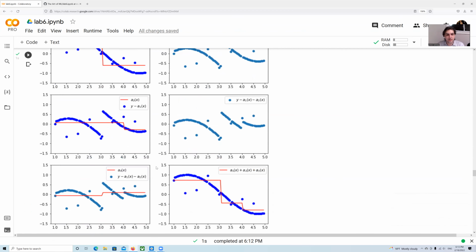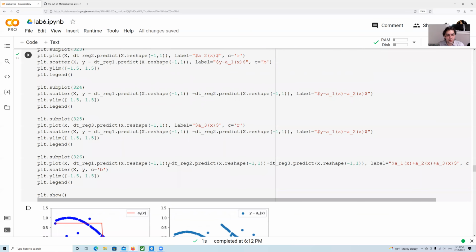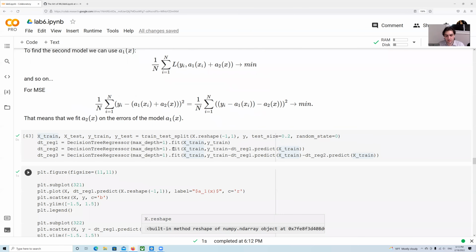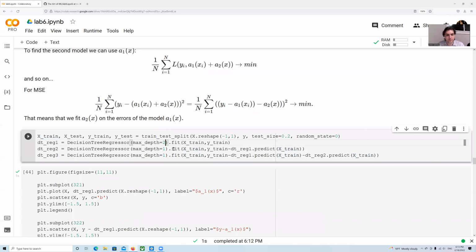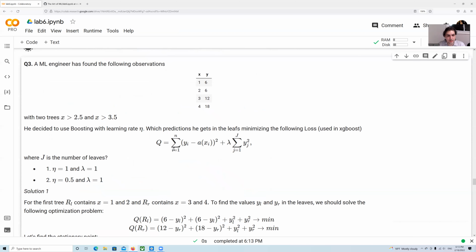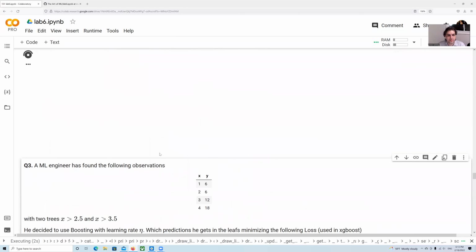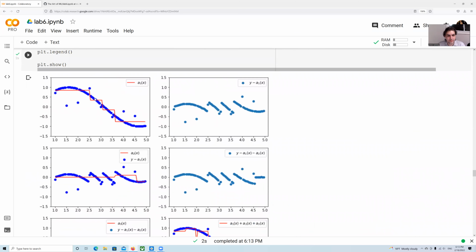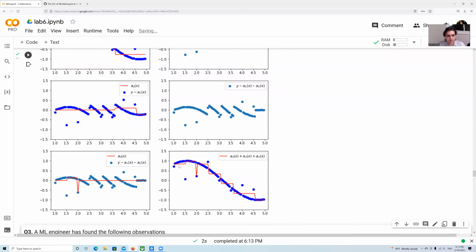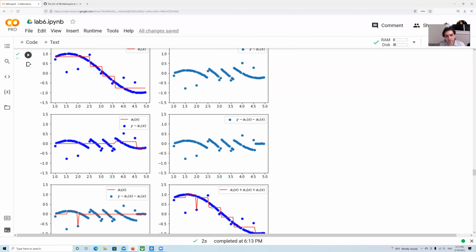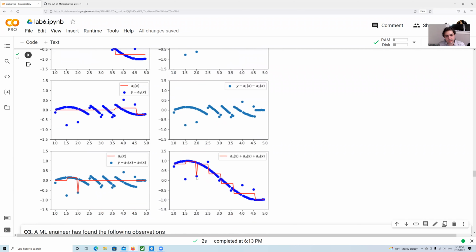If we take a little bit deeper decision trees, like depth 2, the result will be much better. So here is the result of boosting of this tree. But you can see here a little bit of variance.